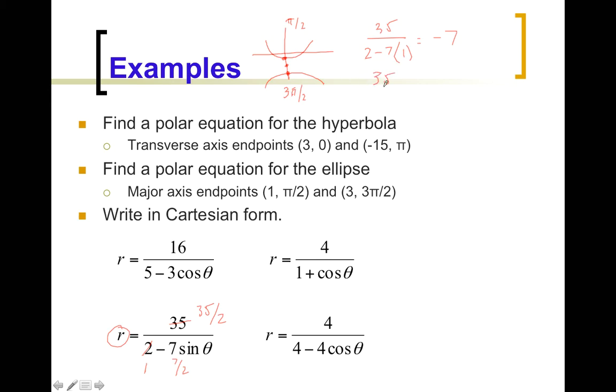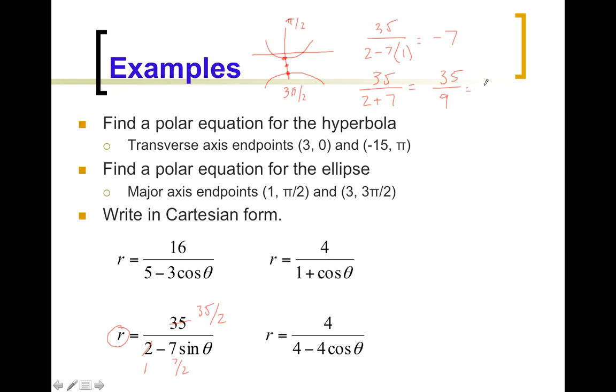And then I'm going to plug in 3 pi halves. Sine of 3 pi halves is -1. So this becomes a +7, and 35 over 9. Well, that's really ugly. But guess what? We're okay with ugly numbers. We better be anyway. Okay, now what? What do those even tell me?